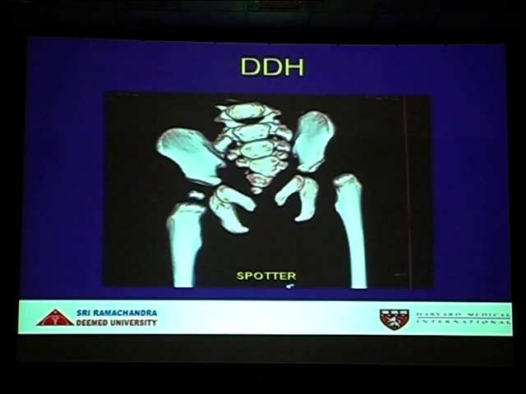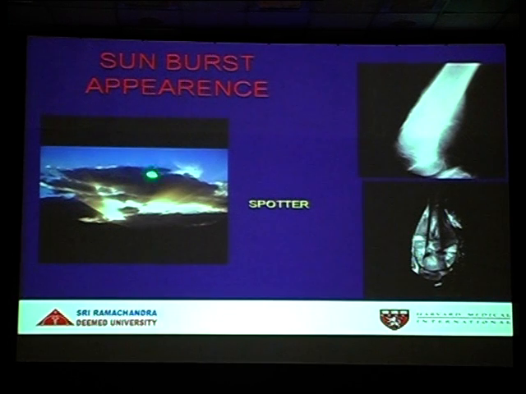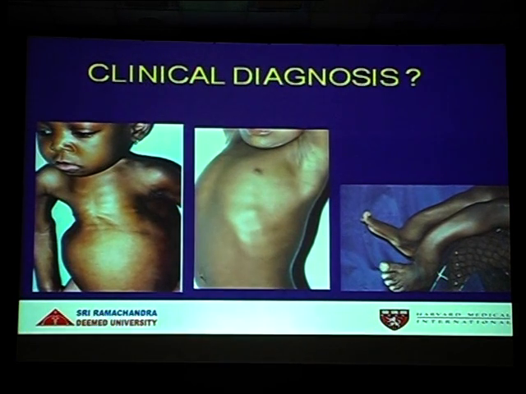The first line of investigation for developmental dysplasia of the hip is ultrasound. Yes, ultrasound, we can pick this up at an early stage itself. See this, this is a typical sunburst appearance. When you look at the X-ray, that sunburst appearance is a classical finding in osteogenic sarcoma, osteosarcoma.